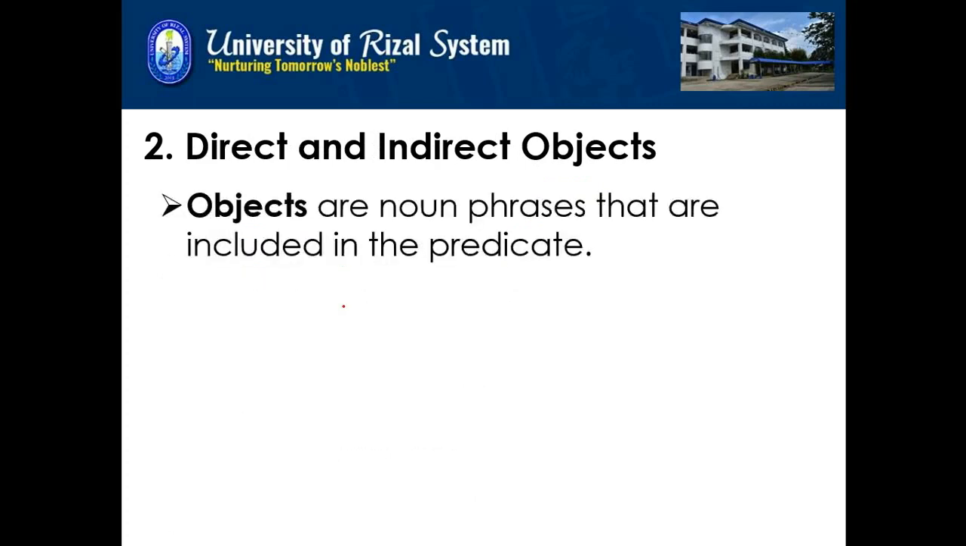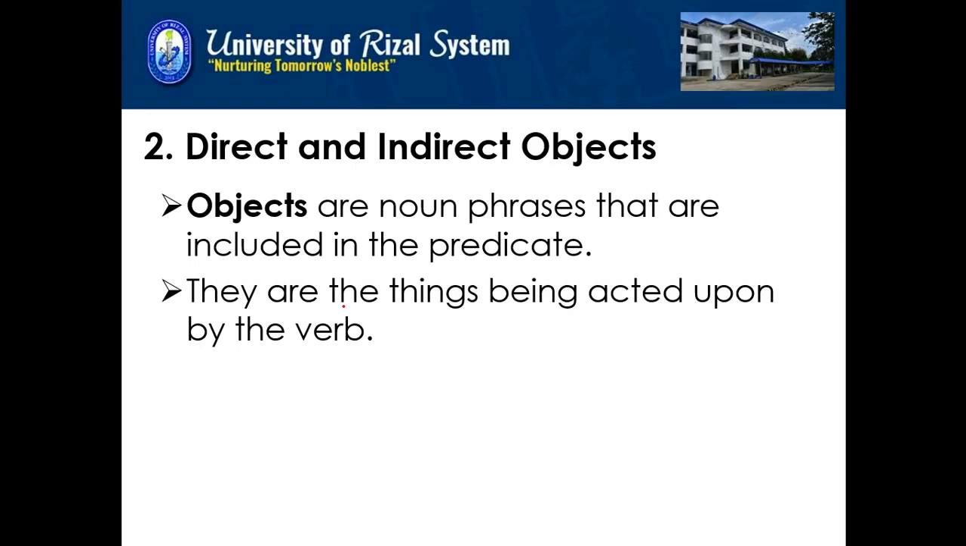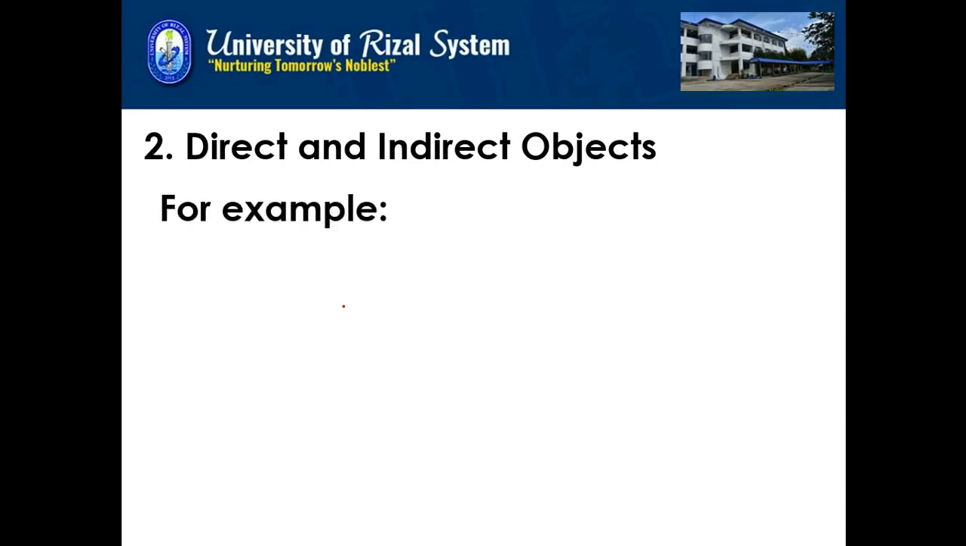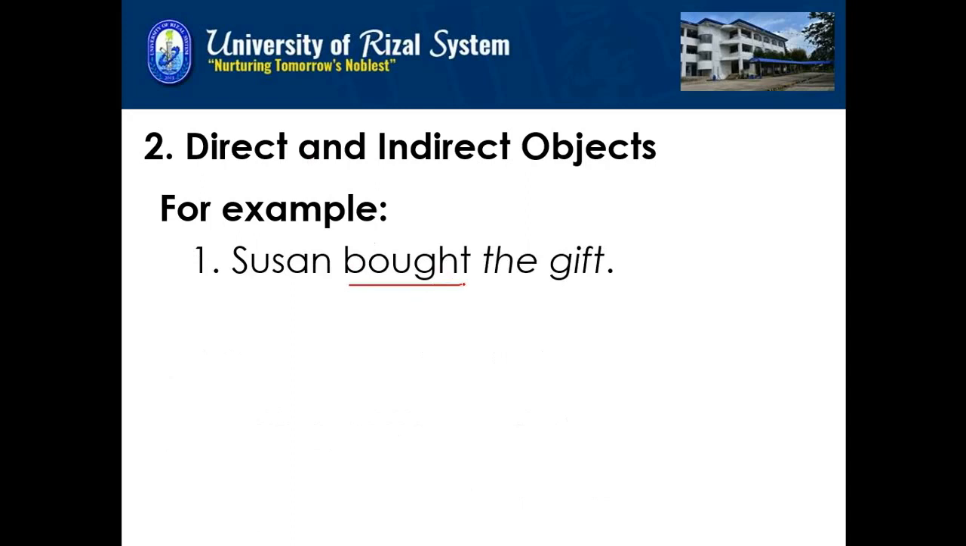Okay, so objects could be noun phrases that are included in the predicate. They are the things being acted upon by the verb. It means yung tumatanggap ng mga kilos. Okay, so for example, Susan bought the gift. So the verb here is bought, and the receiver of the action is the gift. In our first example here, bought is the verb, and then the receiver of the action is the gift. So the direct object here is the gift, because kaya nga from the term itself, direct object, the one that is directly receiving the action.